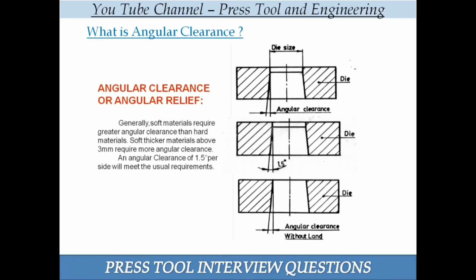Angular clearance. Generally, soft material requires greater angular clearance than hard material. Soft, thicker material above 3 mm requires more angular clearance. An angular clearance of 1.5 degrees per side will meet the user requirement. The right side figure shows the angular clearance in different ways.